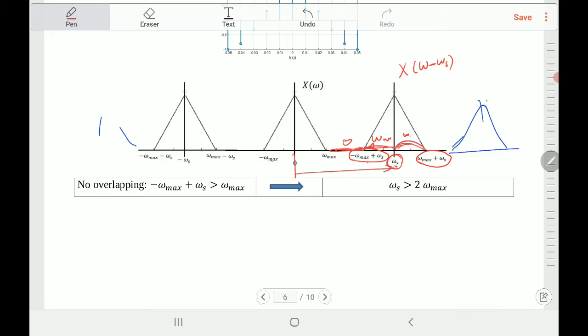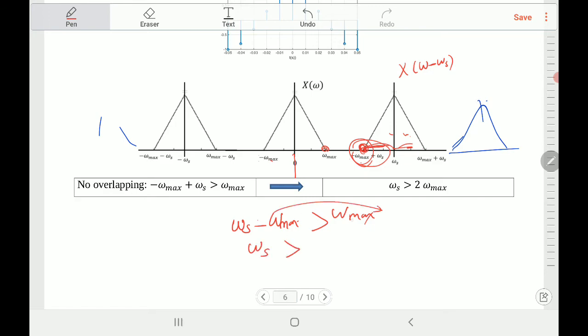So if you don't want to have overlap, this value, what is this value? That's omega s minus omega max, right? That's omega s, and you go backward, you subtract omega max, because this is omega max. All right. The overlap will not happen if this value is bigger than this value. What is this value? Omega max. It means omega s is greater than, you move this one to be omega max plus omega max, will be omega s is greater than 2 omega max.